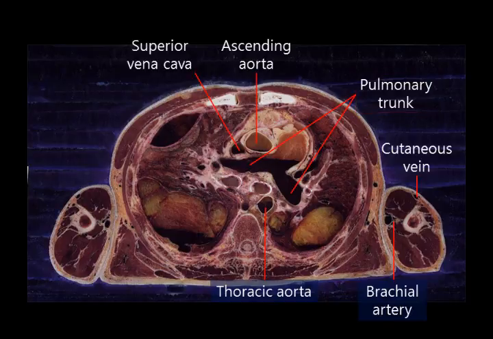On this sectioned image, you can also see the cutaneous veins of the arms. Cutaneous veins are the veins in the subcutaneous tissue. Arteries have high blood pressure, so it should not be damaged. This is why they are not in the subcutaneous tissue.